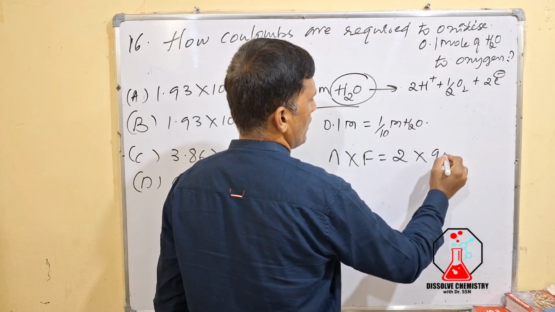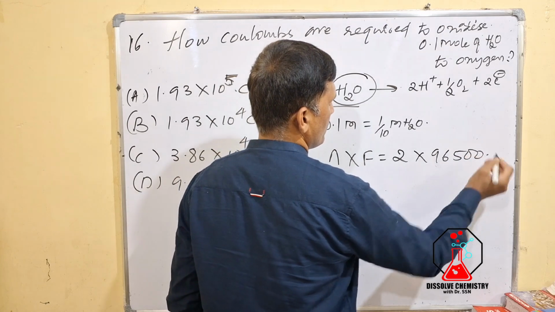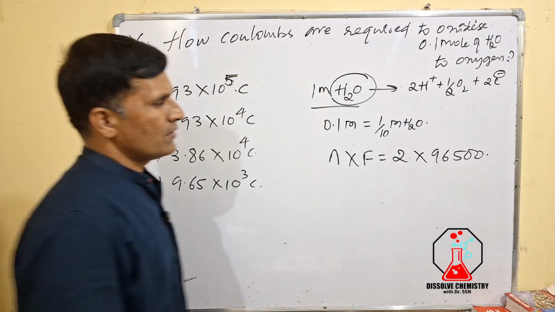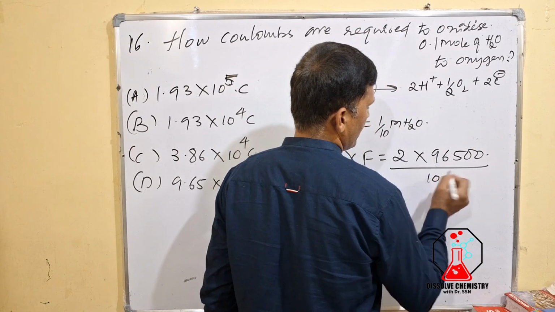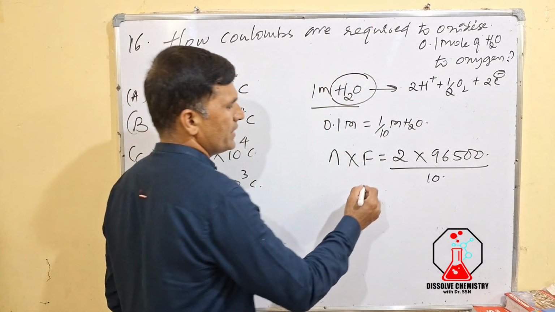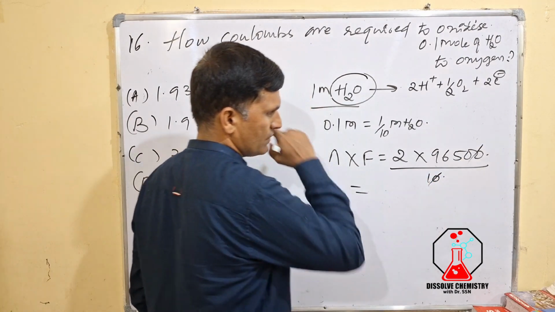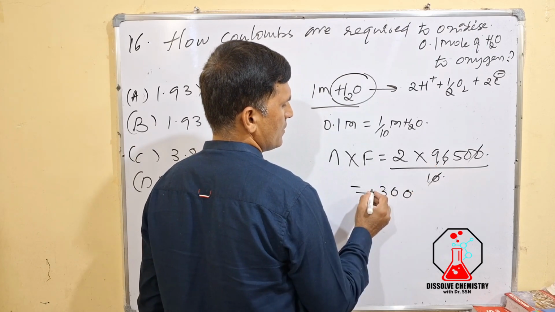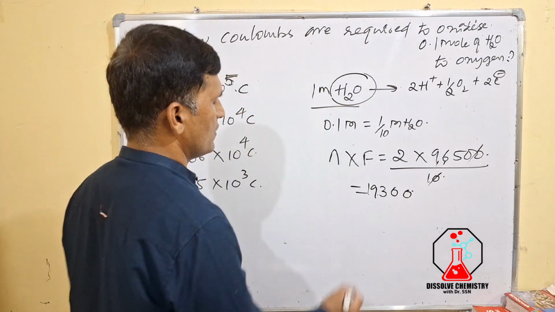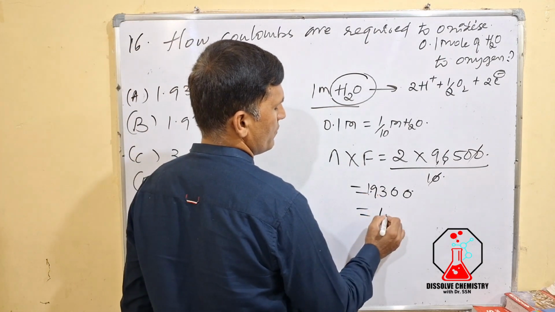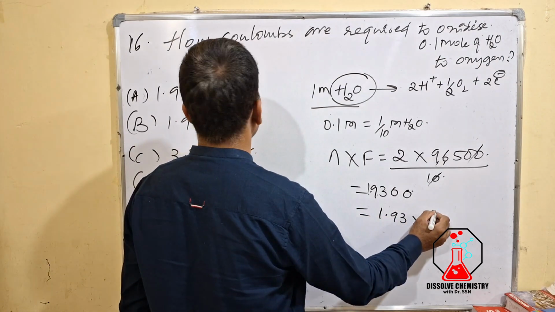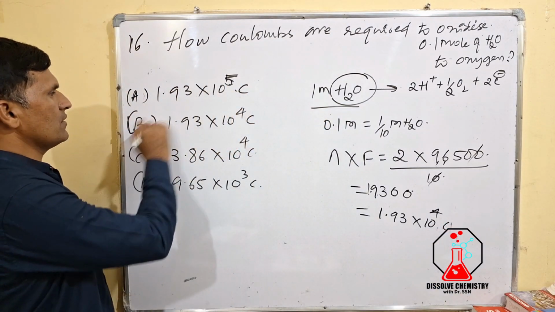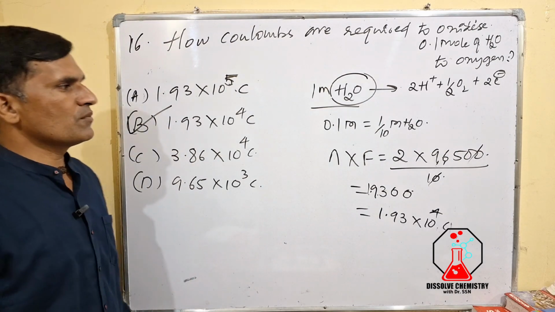Into 96500 for 1 mole. Then the amount is 1/10 of a mole, so you have to divide the answer by 10. Okay, so you do it. Your answer comes out to be 1.93 into 10 to the power 4 coulombs, and your right option is B. Let us move on to the next question.